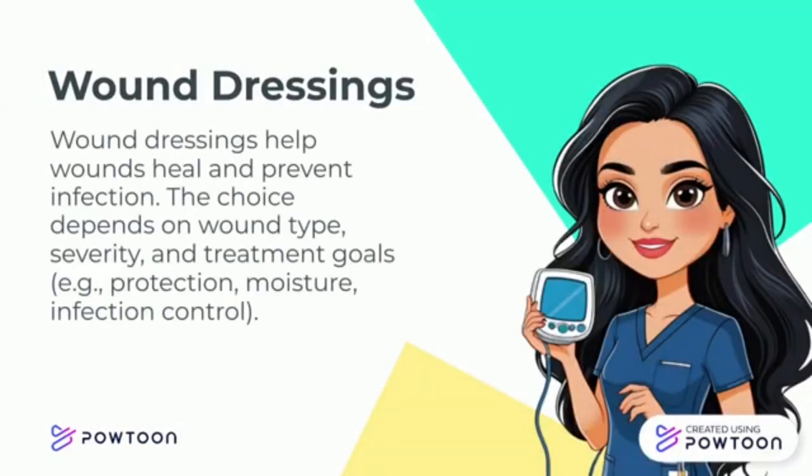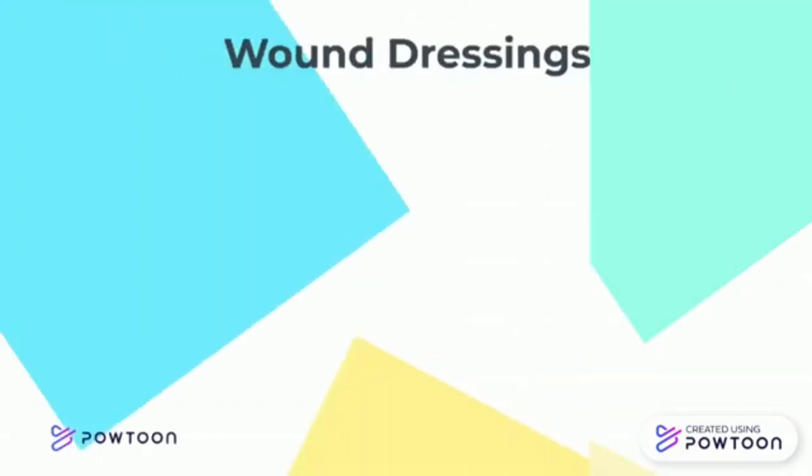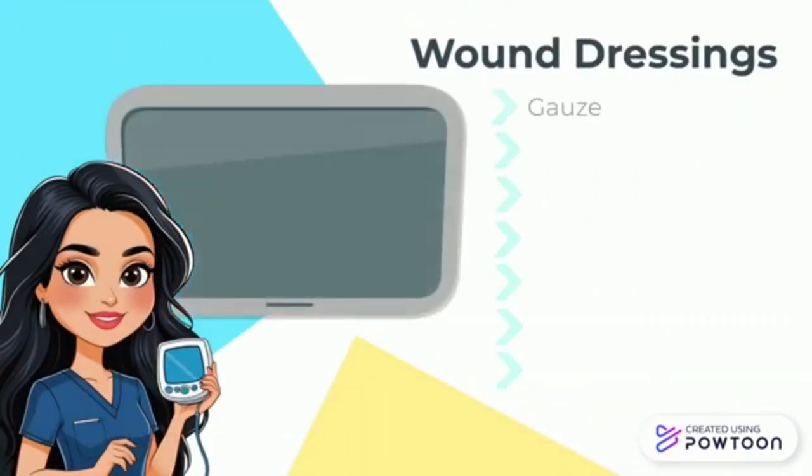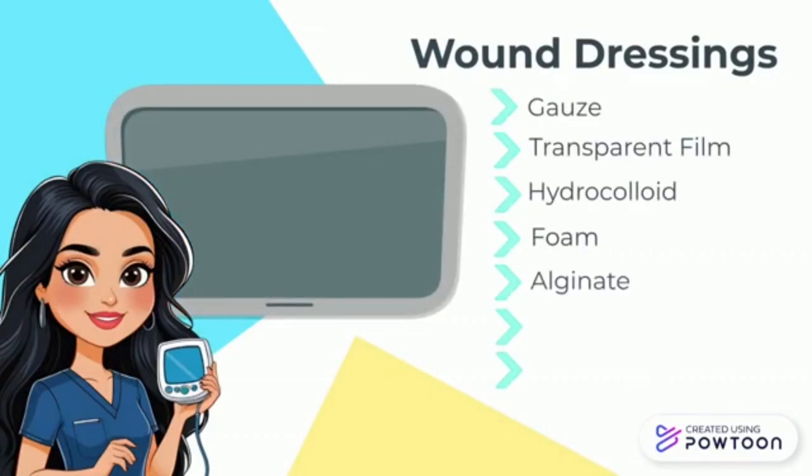So now we'll be covering wound dressings. Wound dressings are materials that are used to cover wounds to support healing and prevent infection. The type of dressing chosen depends on the size, severity, and the goal of the treatment, whether it's simply to protect the area or to manage things like moisture, infection, or tissue damage. Let's go over a few common types of wound dressings. That includes gauze, transparent film, hydrocolloid dressings, foam dressings, alginate, hydrogel, and finally, antimicrobial dressings.